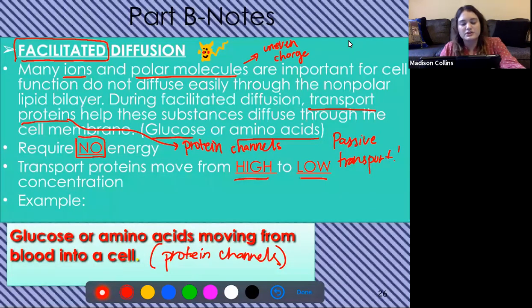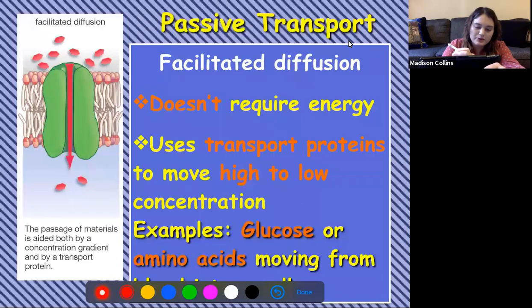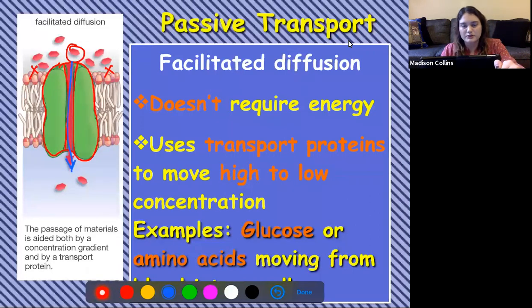Right, and here is a picture of what that looks like. So here is that protein channel that we see that spans across the cell membrane. Remember I told you guys that these are kind of like tunnels that the molecules have to travel through to get to the other side. So these bigger materials, because they can't fit through the membrane here, they have to travel through the protein channel to get to the other side. So it's kind of like a secret passageway for those bigger molecules.